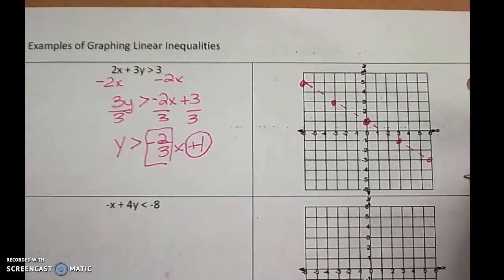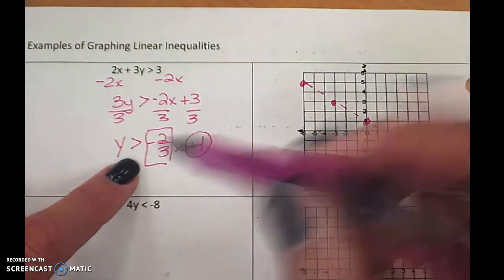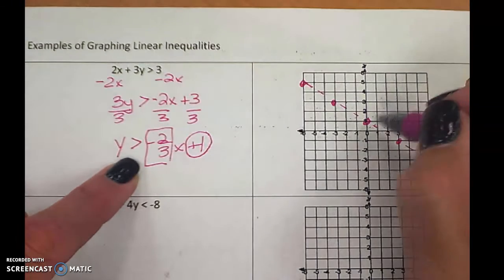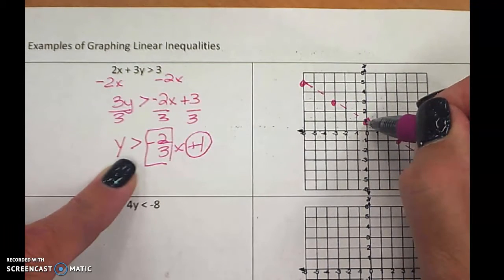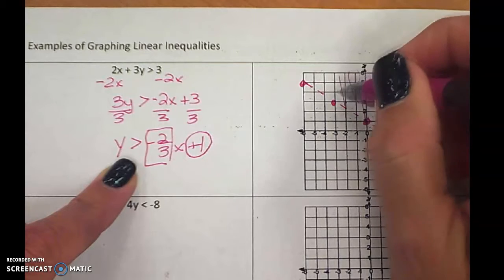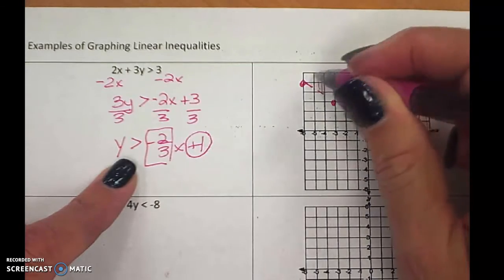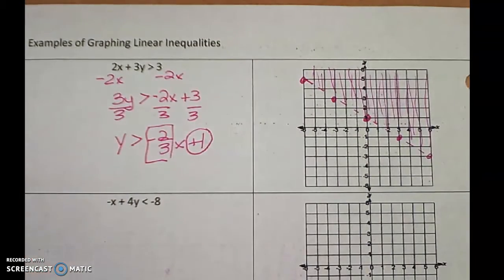So there is y greater than negative 2/3 x plus 1. However, the last part is to shade. I'm sorry, I said less than. It's greater than. So if it's greater than this boundary, we look at the y-intercept. What are the numbers that are greater than 1? Everything above. So we shade above. And this is enough shading right here. You do not have to color the whole thing. That's good enough right there.